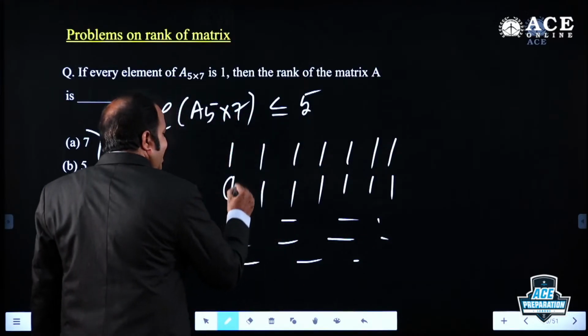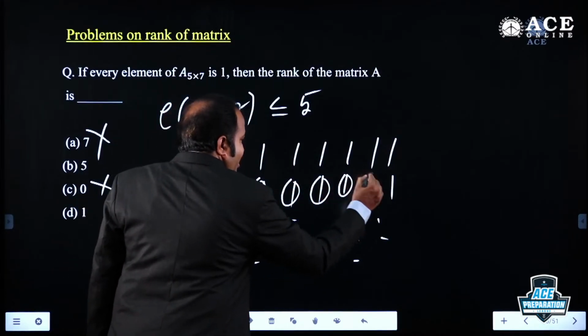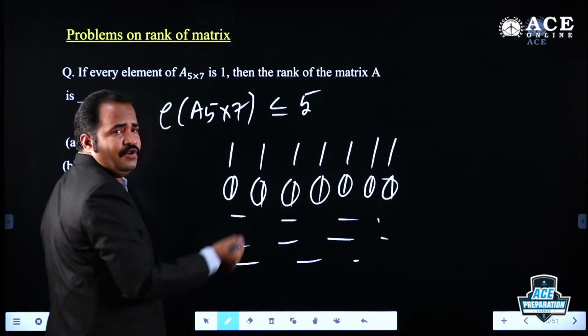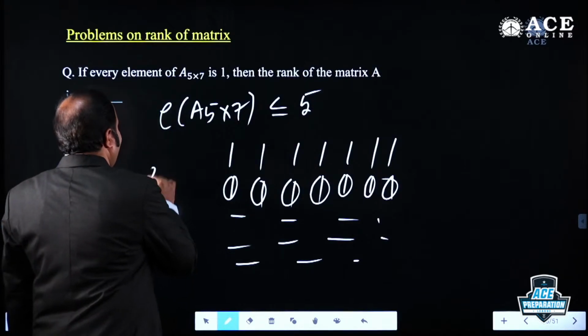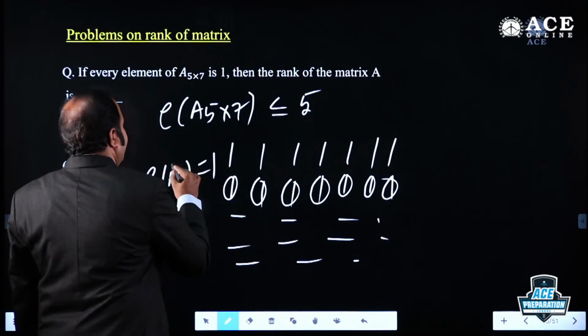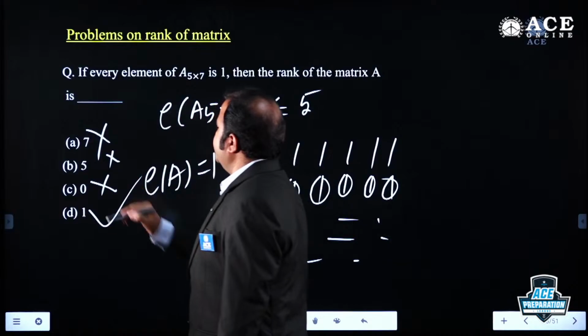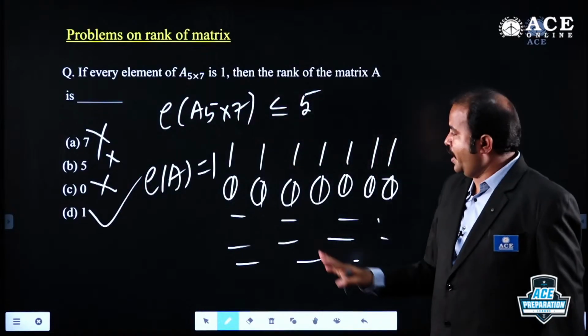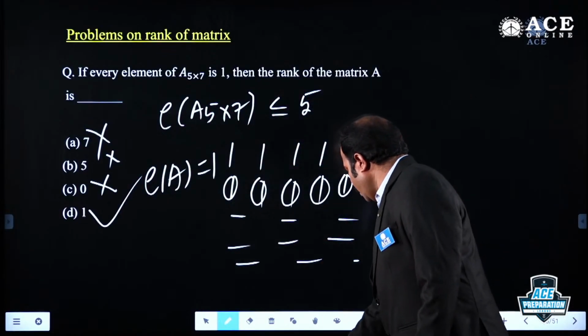Meaning we get 0, 0, 0 here, and here also 0, 0, except the first row. Every other row is a 0 row only. So rank of A equals 1 only. So option D is the correct answer. Am I right? Understood or not? Rank of A is going to be 1 only.